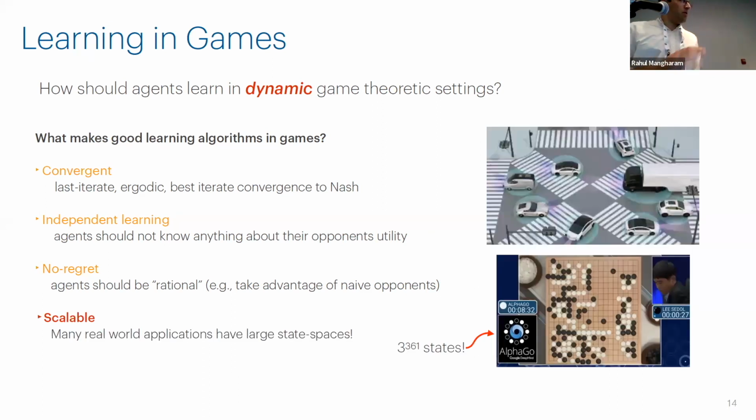Those three are pretty common in the literature on learning in games, but I think increasingly there's a big need for scalable algorithms for learning in games, because a lot of real-world applications have extremely large state spaces. If you think of those self-driving car examples where they have to interact at an intersection, or even Go, the state space is massive. And that really leads us to think about incorporating function approximation into these problems.